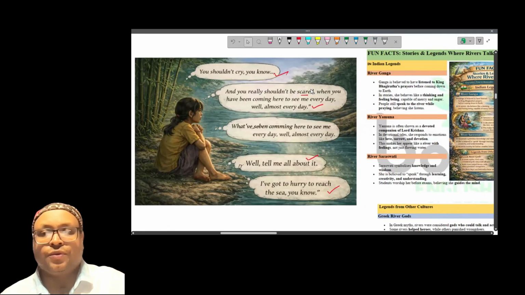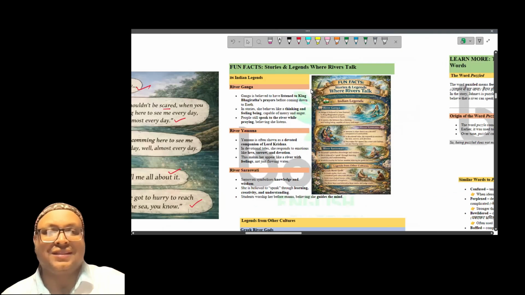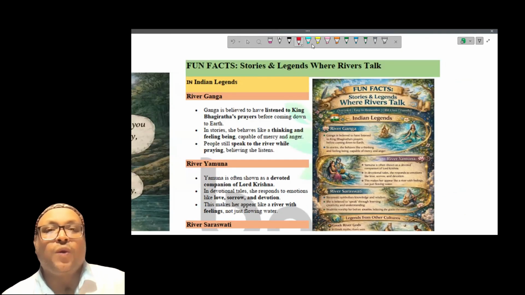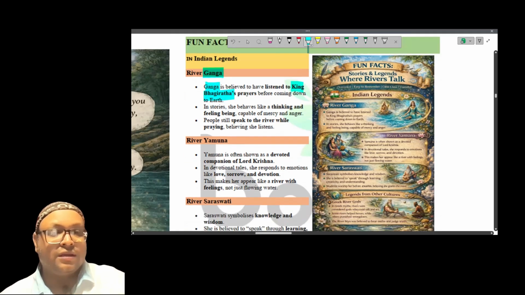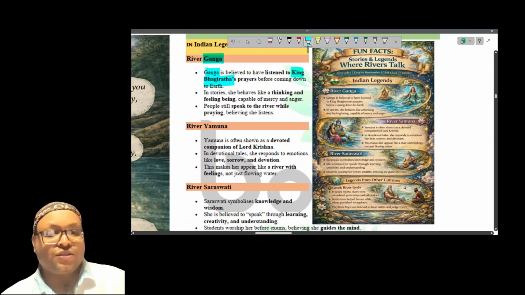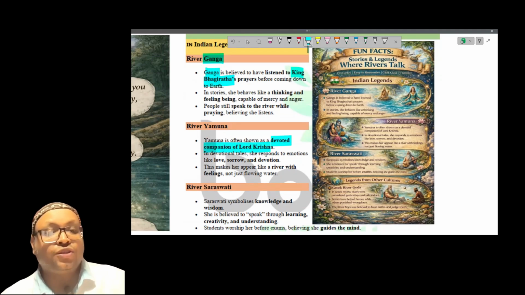Some fun facts we have brought. Do you think rivers can talk? Oh yes, there are some legends and stories where rivers really talked. River Ganga: there is a legend that King Bhagirath's prayers were listened to by Ganga before coming down to the earth. You can go through these legends and get to know about it. River Yamuna was also shown as a devoted companion to Lord Krishna. We know this one very nicely.